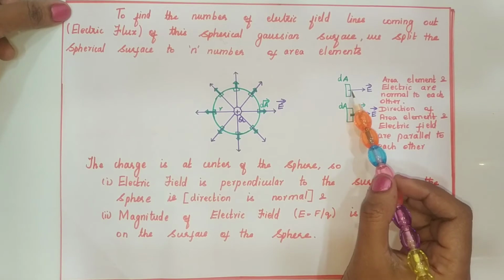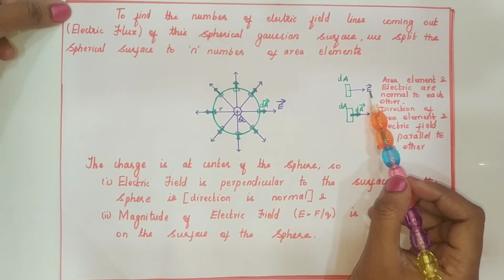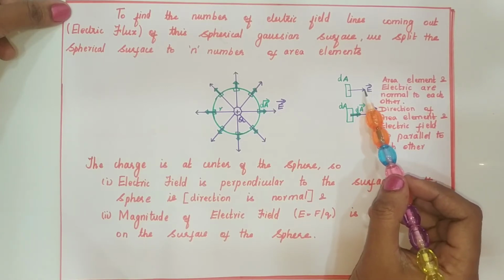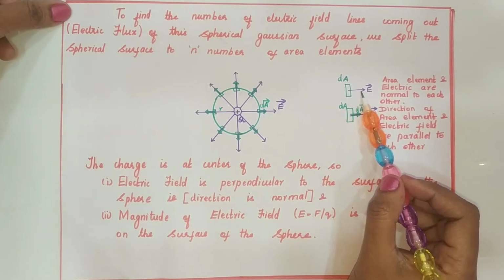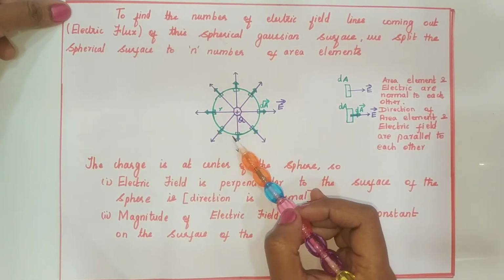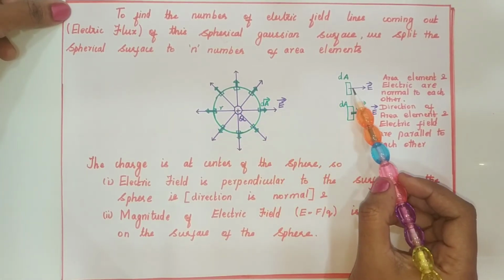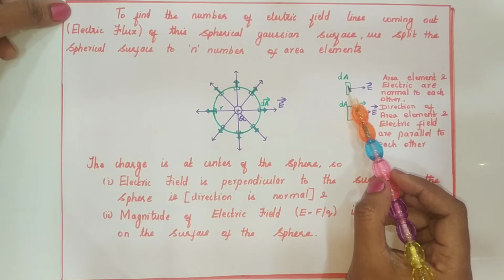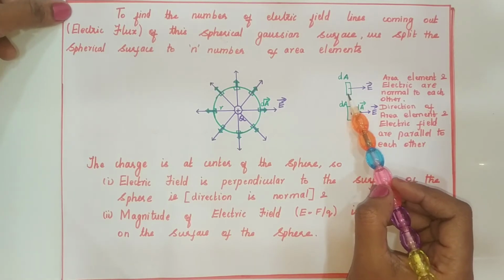The area element and the electric field are perpendicular to each other. We know the nature of the electric field. It has both magnitude and direction. The direction of the electric field will be perpendicular to the surface, and the magnitude of the field will be constant on the surface, will be equal on the surface. And so the electric field E and the area element are said to be perpendicular or normal to each other.